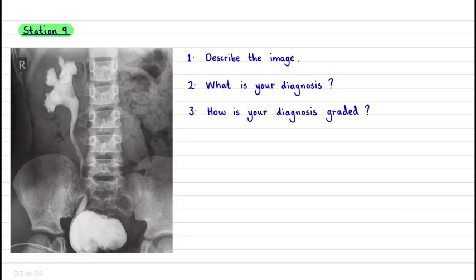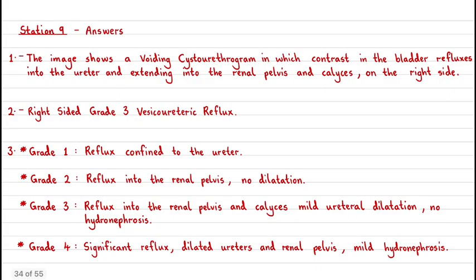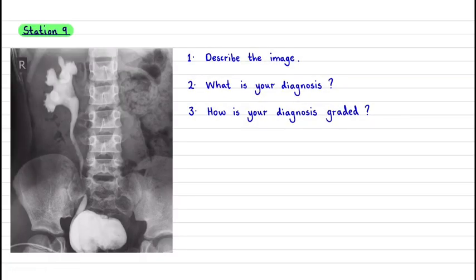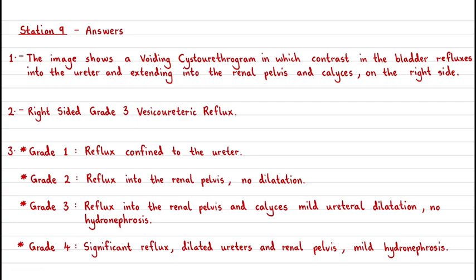And then number 2, what is your diagnosis? So of course this is right-sided grade 3 vesicoureteric reflux. I'm going to explain why I'm saying this is grade 3 very shortly. So number 3, how is your diagnosis graded? So this pathology can be graded from grade 1 through 5.